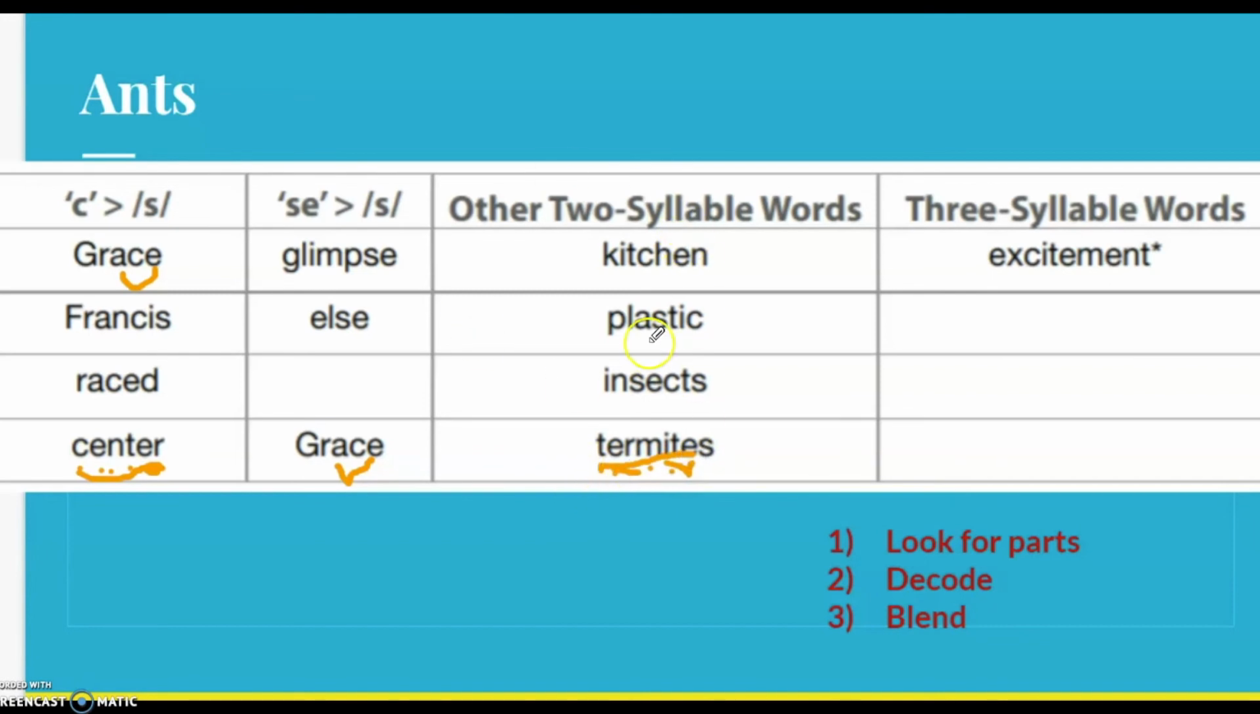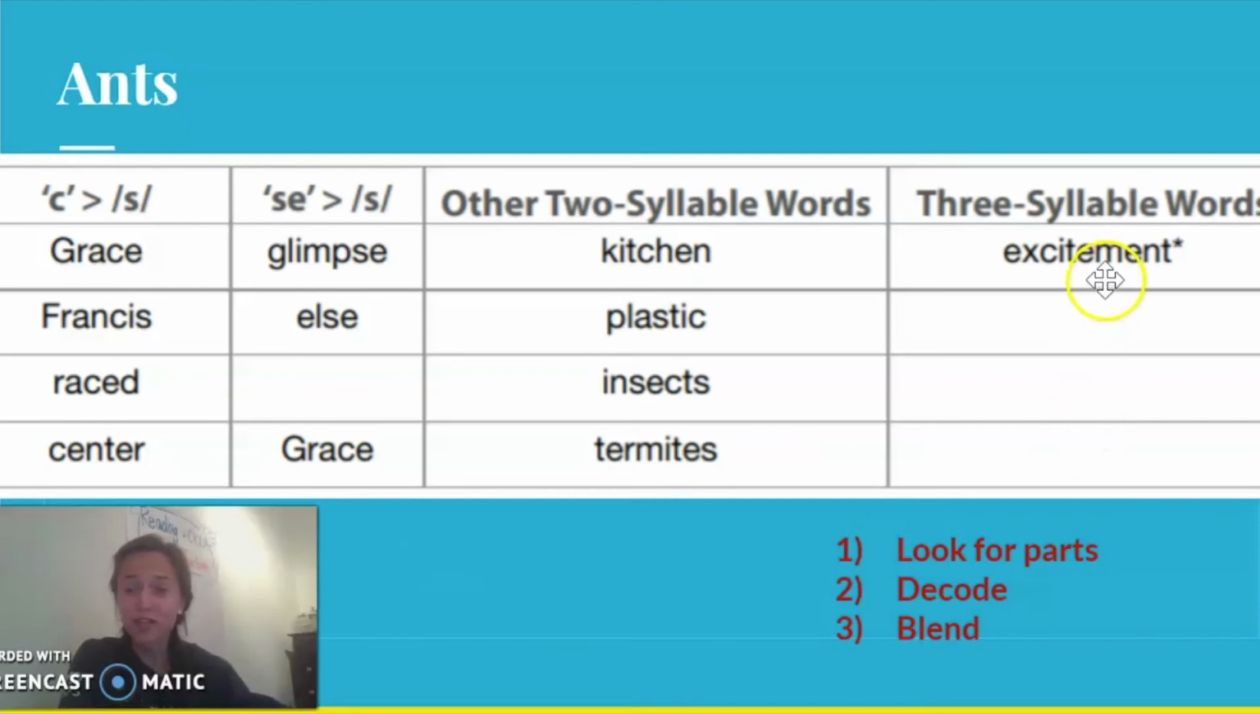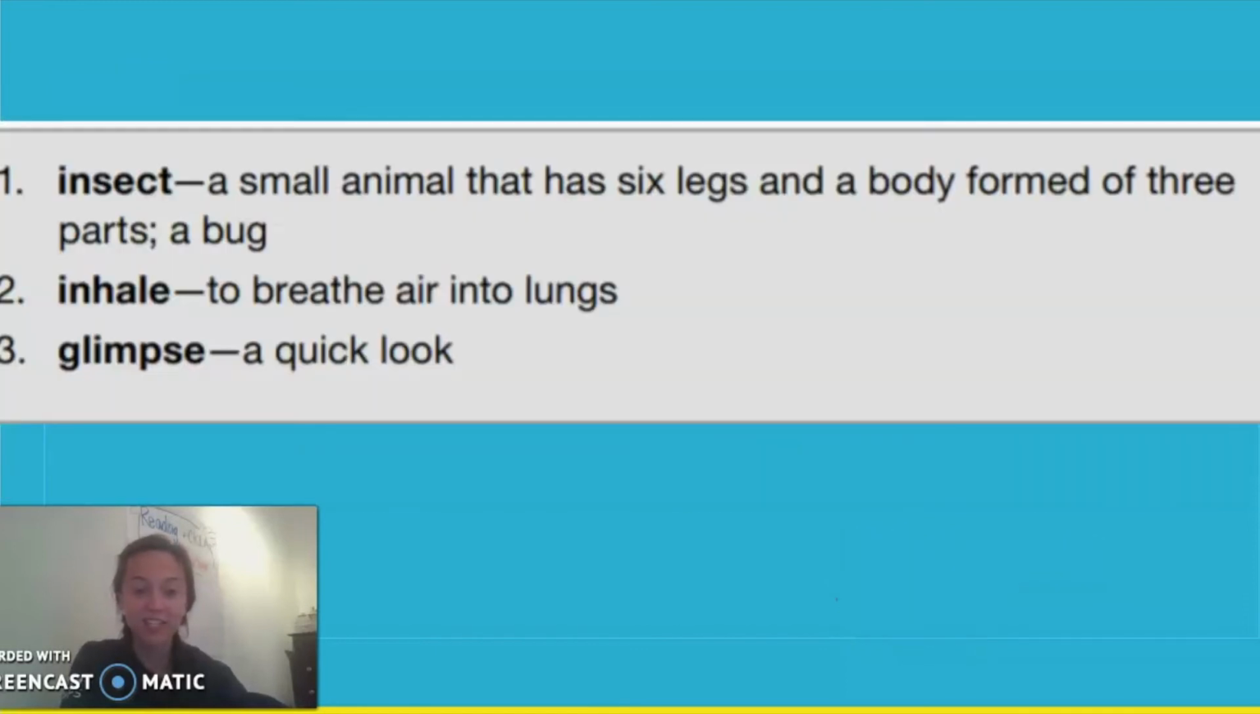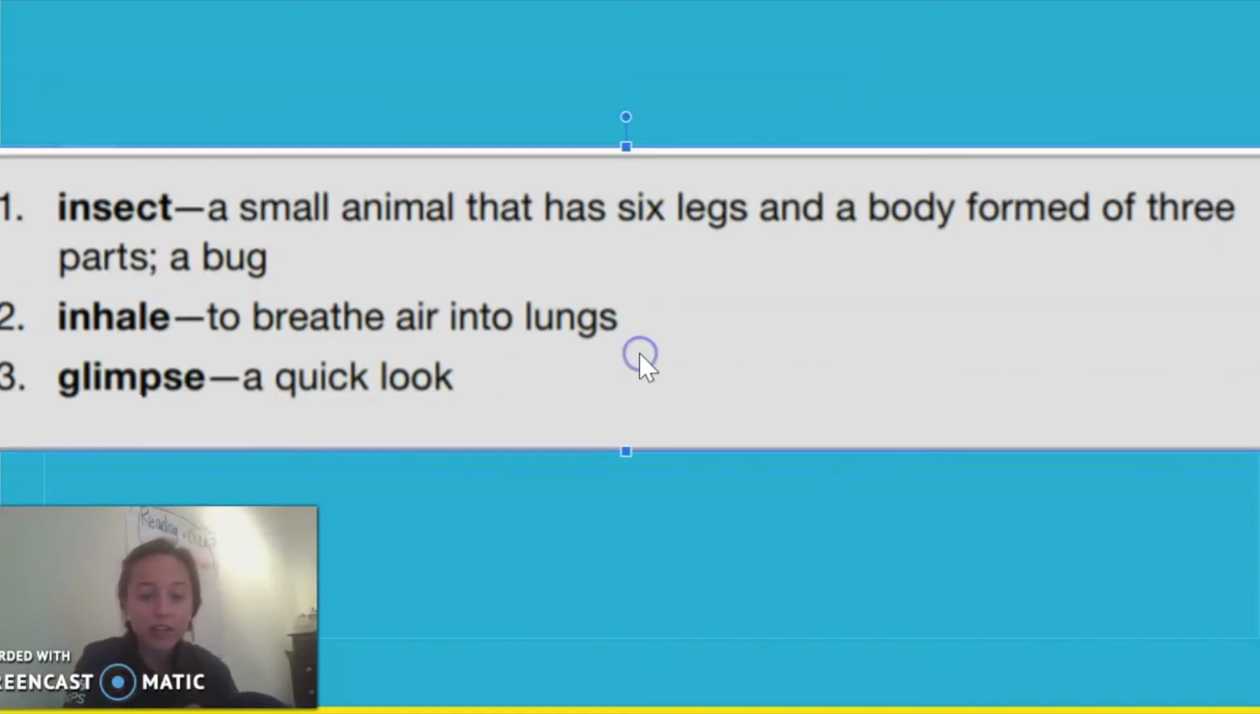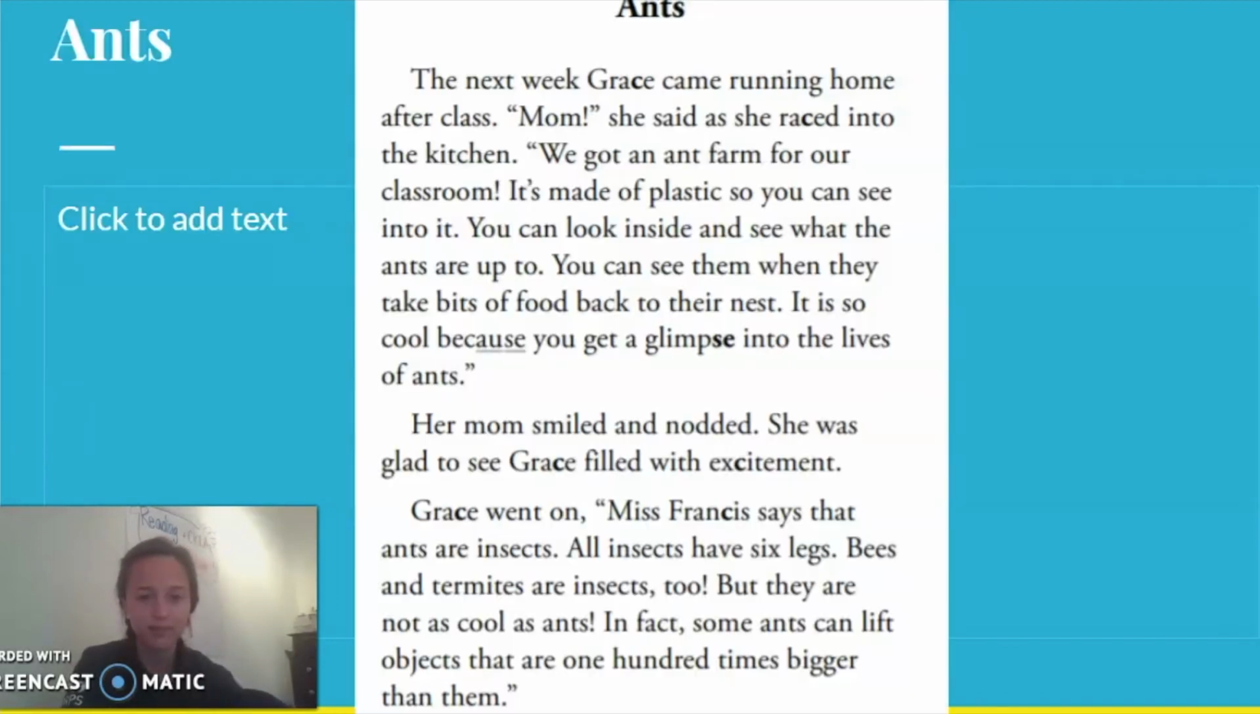Termites. Let's read. We also have a 3-syllable word today. That word is excitement. Excitement. Alrighty, we're moving on. You'll see these words: insect, a small animal that has 6 legs and a body formed of 3 parts. We learned about those at our Butterfly Pavilion field trip. You'll see the word inhale, to breathe air into your lungs. Inhale, exhale. And then glimpse is a quick look, just like that word glance. Just a quick look is glimpse.